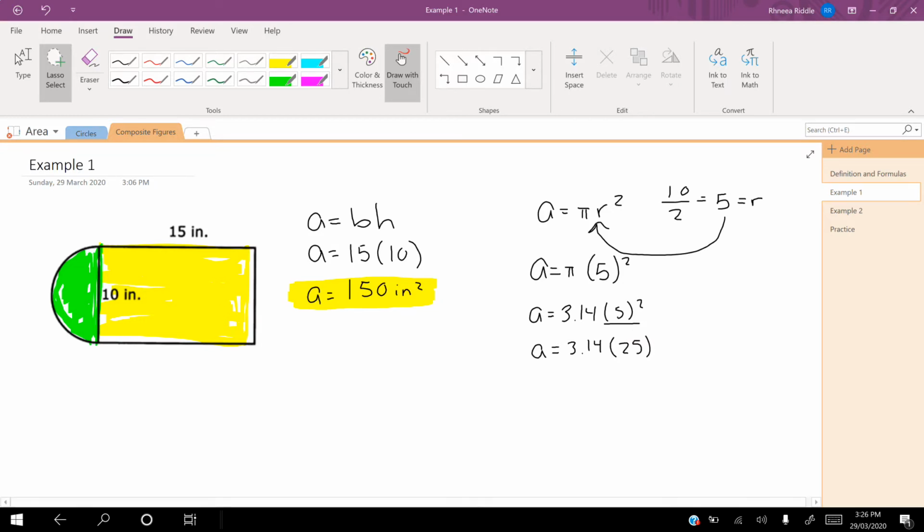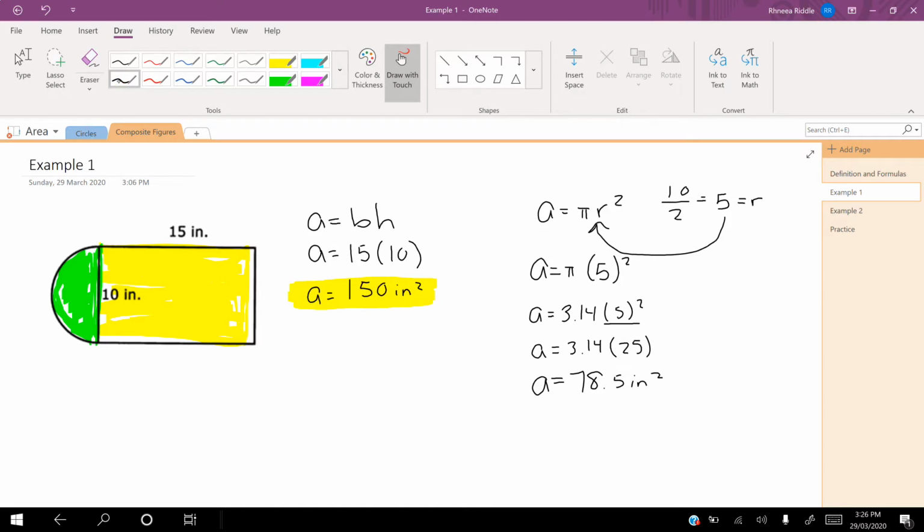And now that we have these two together, we are just going to go ahead and find the area by multiplying 3.14 by 25. And that's going to give us 78.5 inches squared. Now this area is the area of what would be a whole circle.